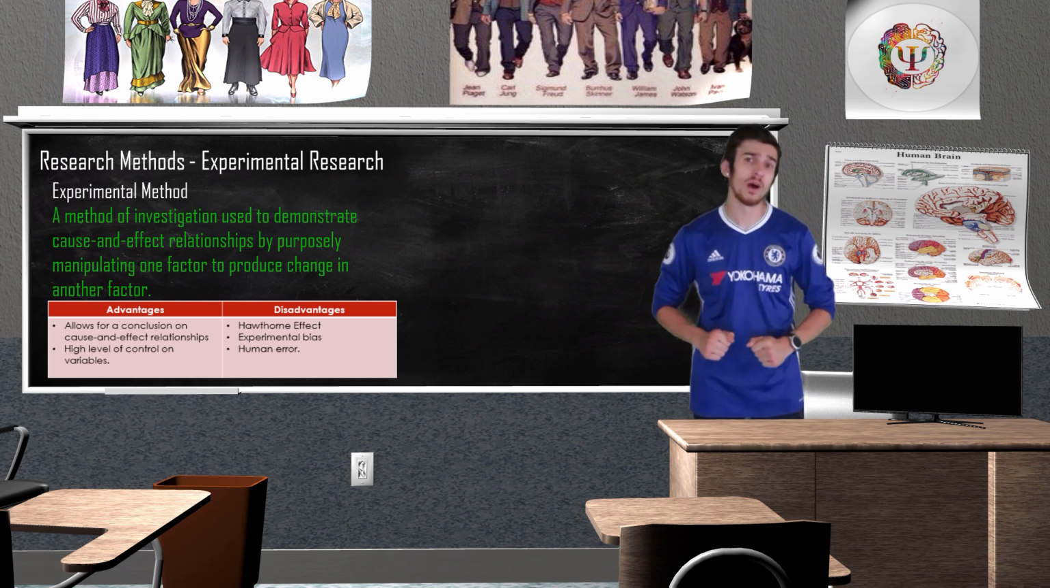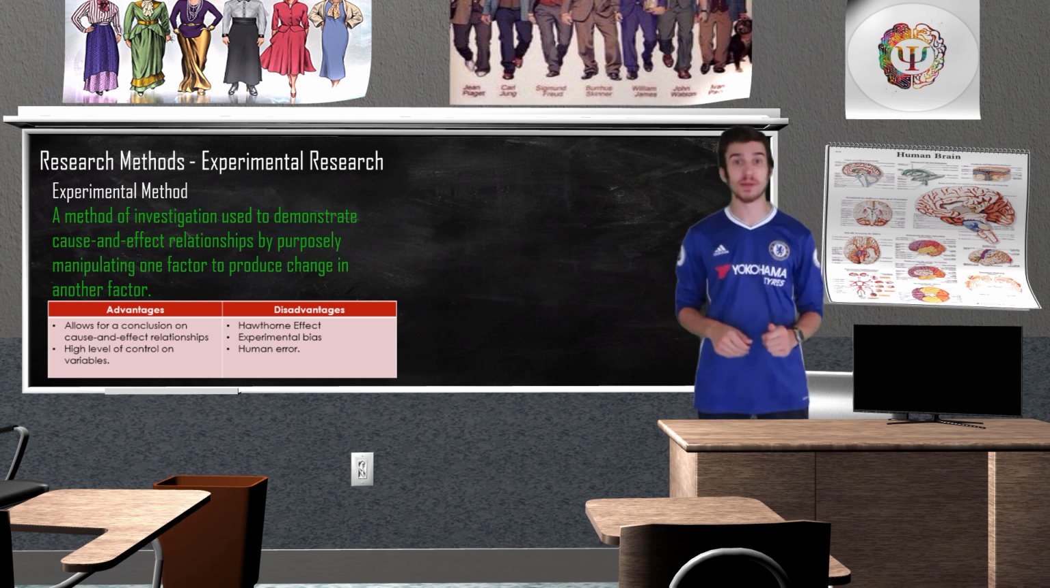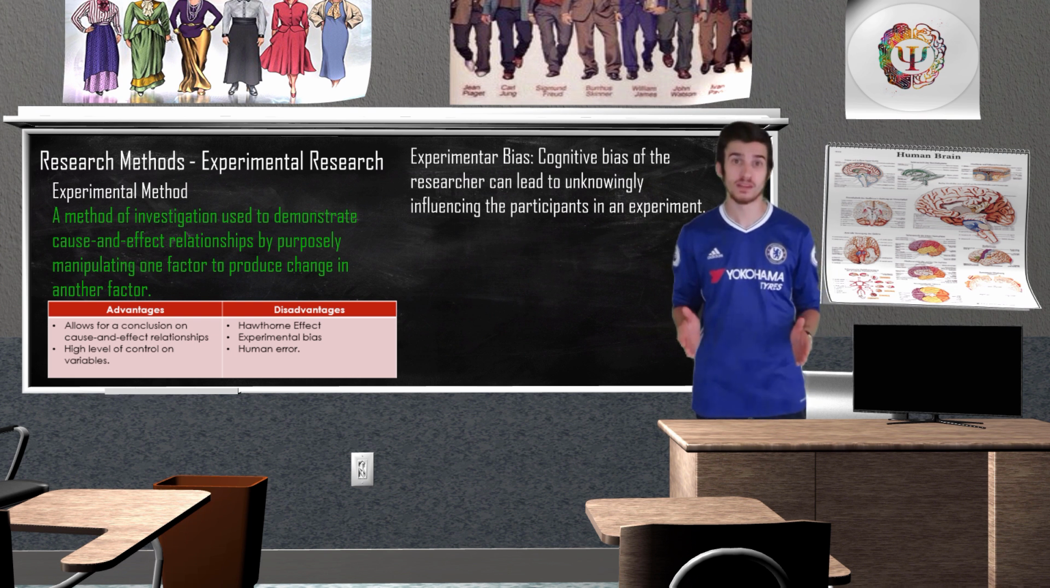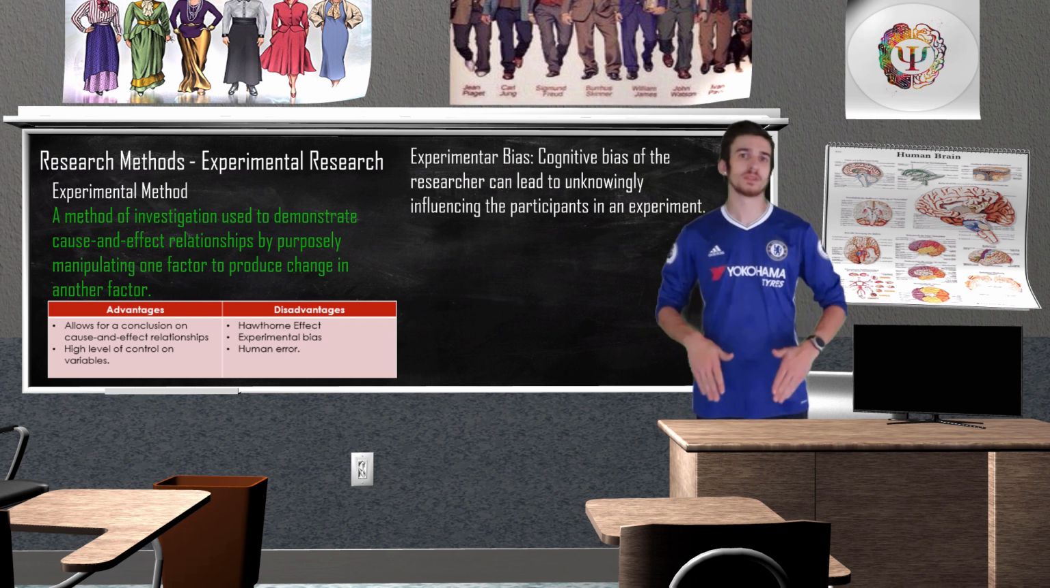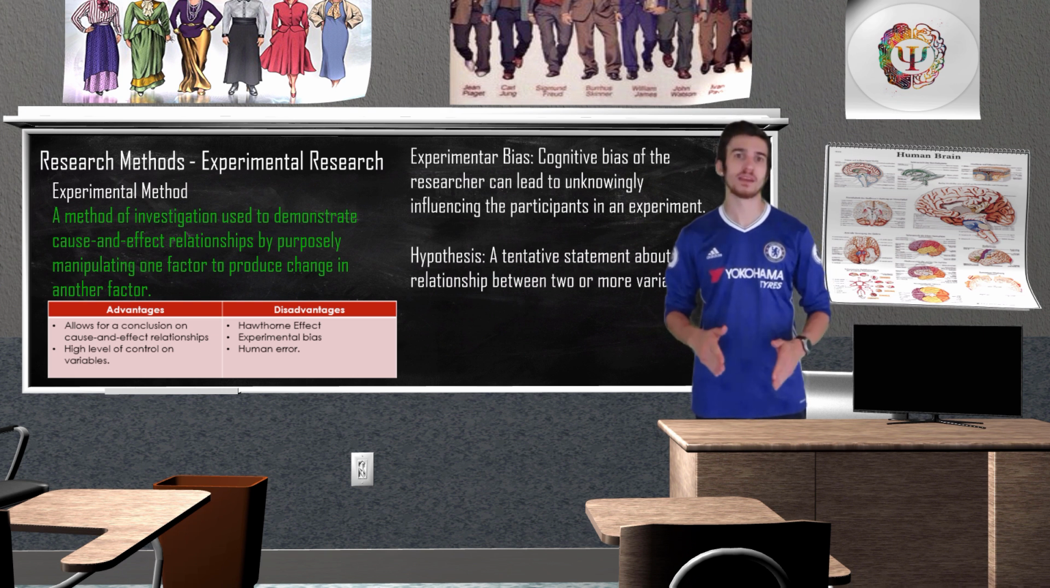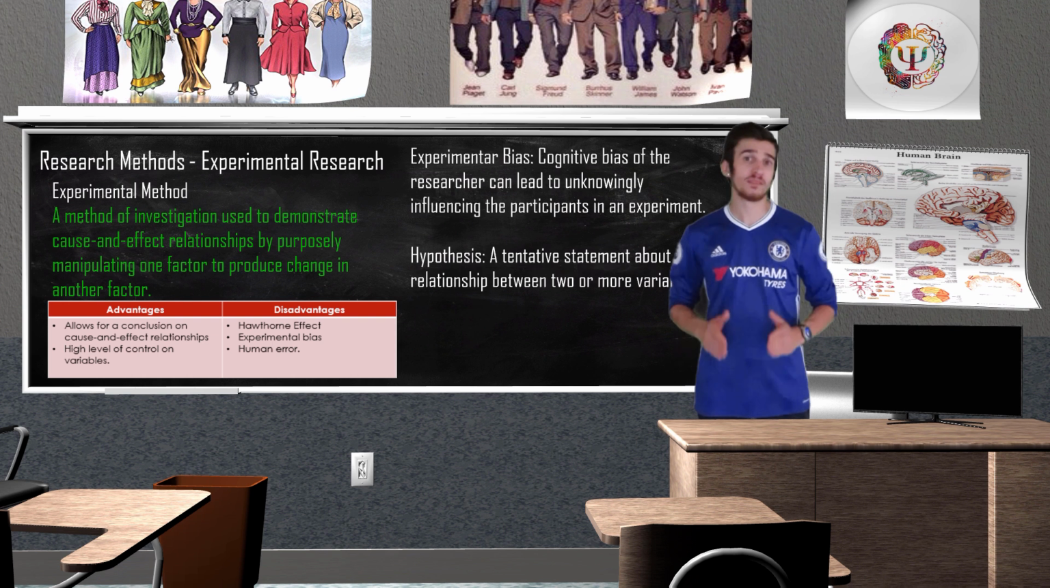One thing to look out for while conducting an experiment is experimenter bias. This is just where the cognitive biases of a researcher could lead them to influence the results of the study. This could be considered a confounding variable, and it can affect the results of the experiment. When conducting an experiment, the first thing a researcher does is create their hypothesis, which is basically just an educated guess of the outcome of the experiment. Even if a hypothesis is not proven correct, researchers still learn a lot of information while conducting these experiments.